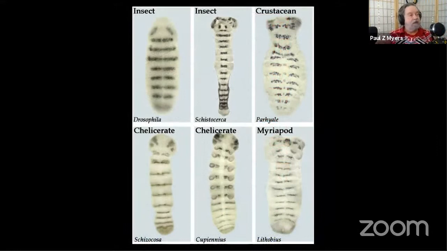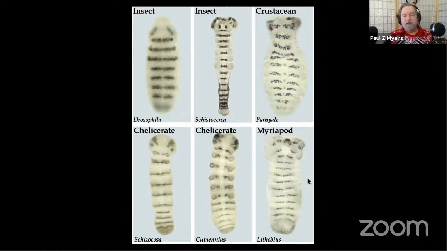This is a couple of different arthropods. There's an insect. This was Drosophila. This is the grasshopper Schistocerca. This is a crustacean, a tiny little shrimp that infests aquaria. Spiders, yay! We got spiders today. There's a couple of spiders there, and myriapods, so centipedes and millipedes.